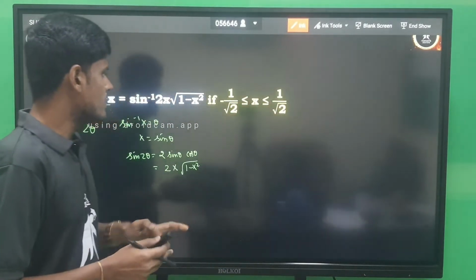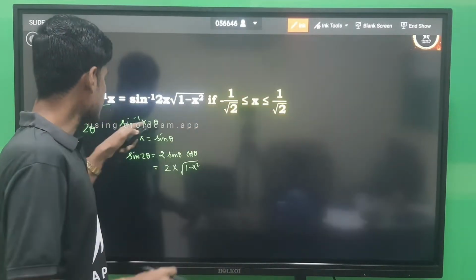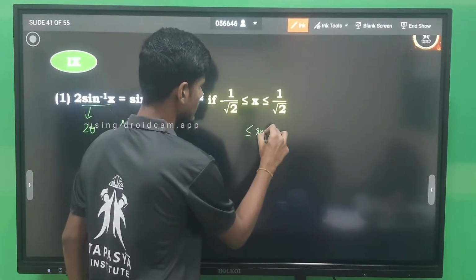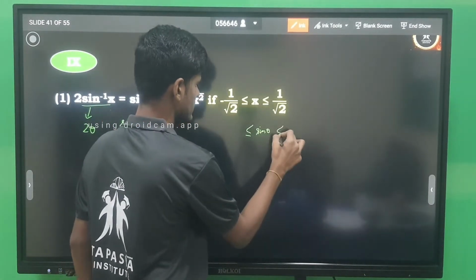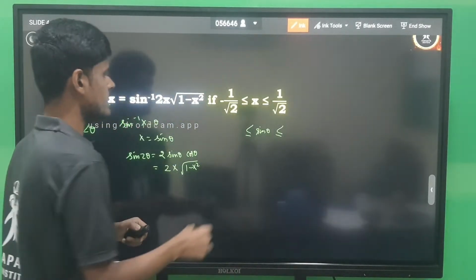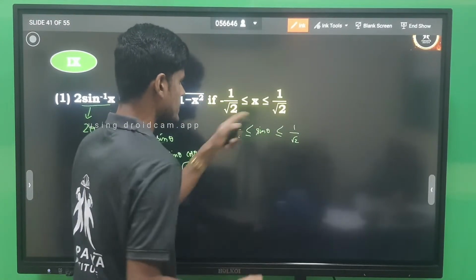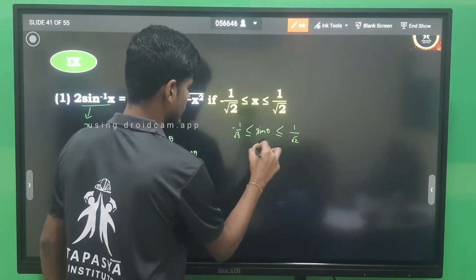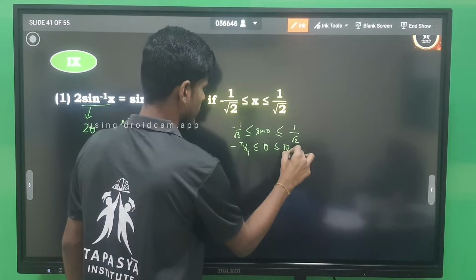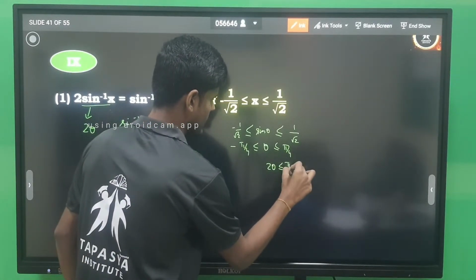Why is that important? Because between minus 1 by root 2 to 1 by root 2, what is x? Sin theta. Sin theta is between 1 by root 2 and minus 1 by root 2. So what is theta from this? Theta will be in between minus 45 up to 45. What is 2 theta? 2 theta will be in between 90 and minus 90.